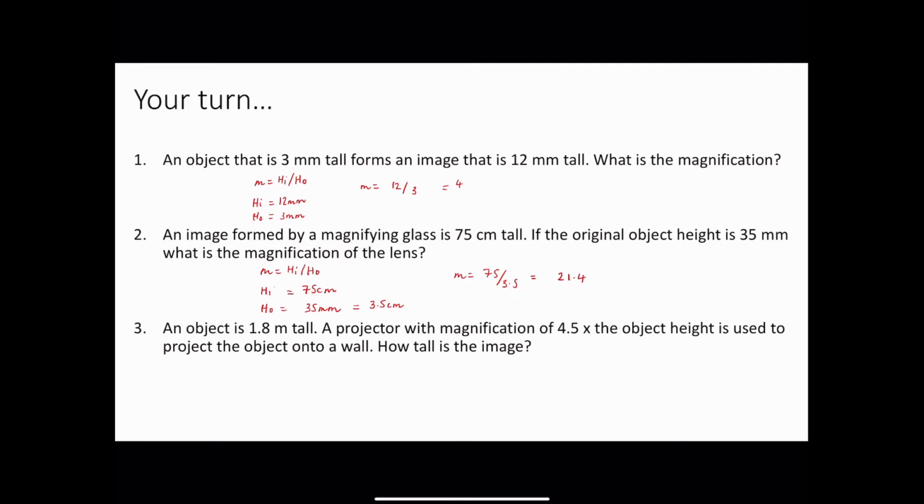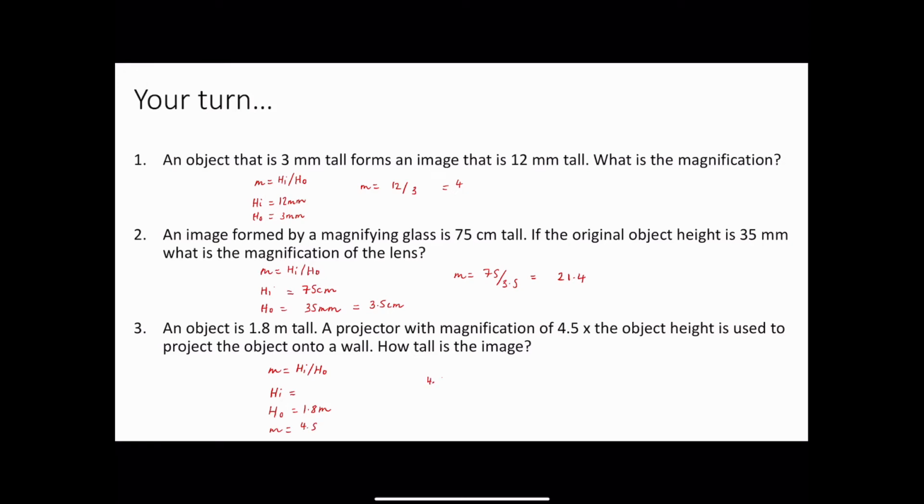And then question number 3, an object is 1.8 meters tall. A projector with a magnification of 4.5 times the object height is used to project the object onto the wall. How tall is the image? Again, magnification is equal to HI over HO. HI, I don't know, that's my unknown. HO is 1.8 meters. Magnification is 4.5.